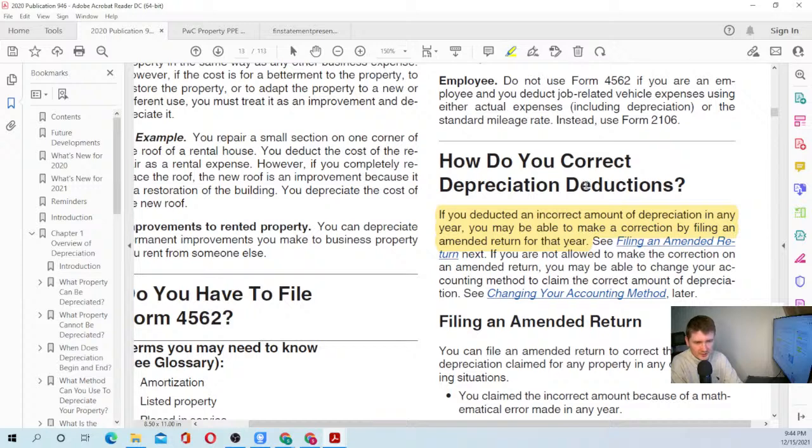How do you correct depreciation deductions? If you filed your taxes incorrectly, you submit the corrected income tax, amended income tax return.